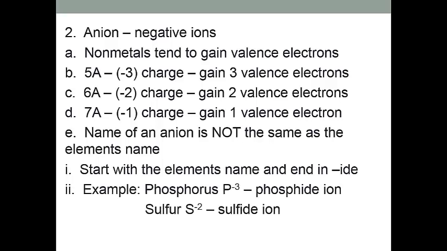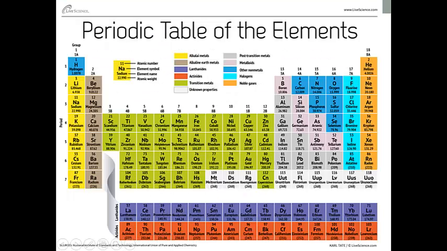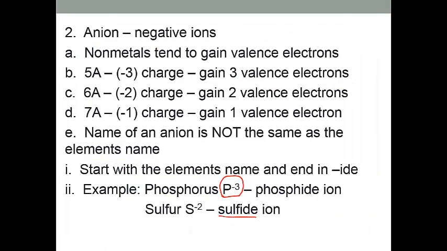So for instance, phosphorus. If we want to name the phosphorus -3 ion, we wouldn't say the phosphorus ion. We take the OUS off and we would call it the phosphide ion. Let's look at the sulfur, -2. We wouldn't call it sulfur ion. You call it sulfide ion. You get rid of the UR at the end and add the IDE ending. That's only for the negative ion. That's the only one you change with the IDE ending.